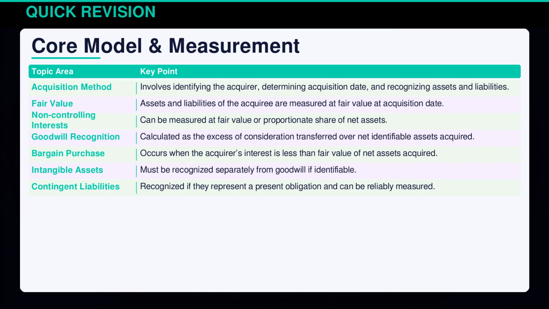Unlock the intricacies of the acquisition method, where the acquirer's identity and the timing are everything. Fair value takes center stage for assets and liabilities, while goodwill or a bargain purchase reflects the deal's essence. Non-controlling interests offer measurement choices, and intangible assets get their own spotlight. Even contingent liabilities find their place, marking the complexity of the acquisition landscape.